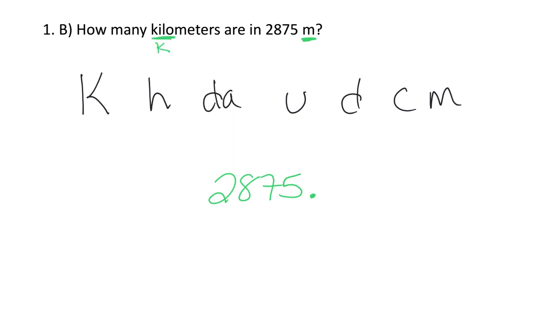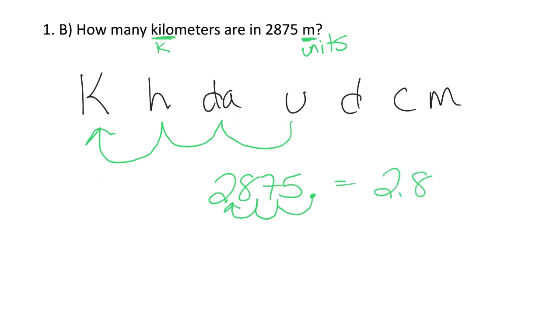So that's the K. So meters are units. So we're starting with the U, and we're going to move to the K. 1, 2, 3 places to the left. 1, 2, 3. So it's 2.875 kilometers. And that's your answer for B.